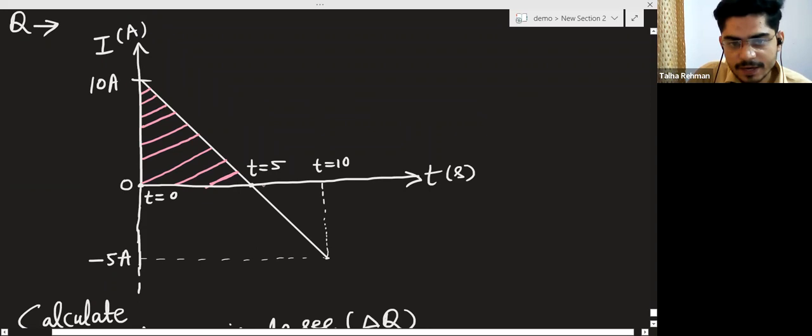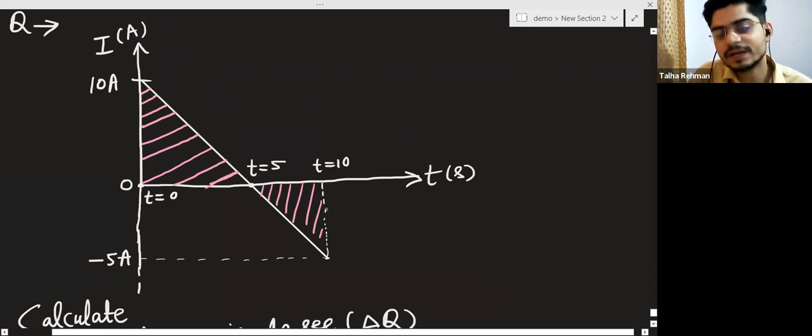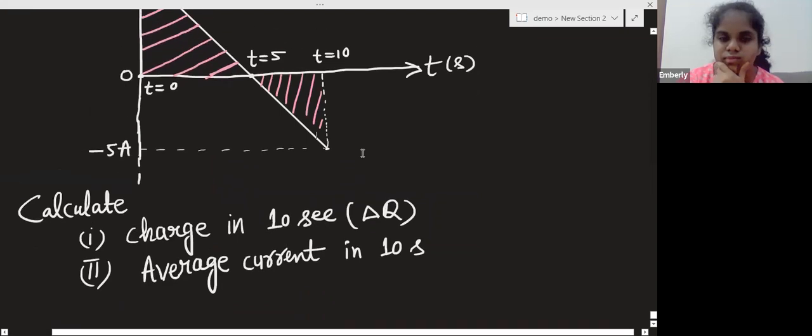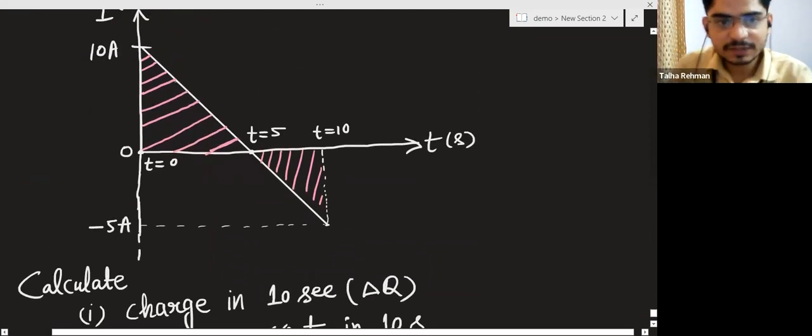and if I calculate this area, from this area I will get a charge, and from this area also I will get a charge, but from here I will get the amount of positive charge, and from here I will get the amount of negative charge, because this is negative. So you should remember this. So now we will calculate this area.